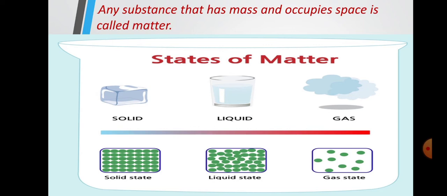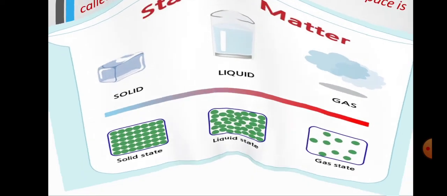There are three states of matter: solids, liquids and gases. All matter is made up of small particles. These particles are arranged in different ways in solids, liquids and gases. Let's start with the most obvious state of matter, that is the solid state.